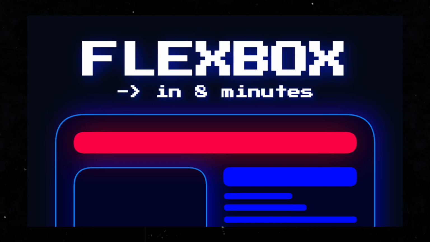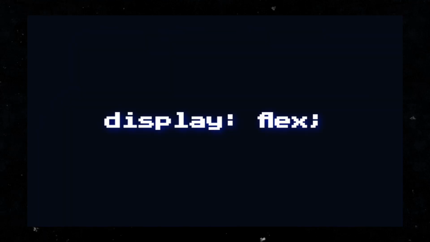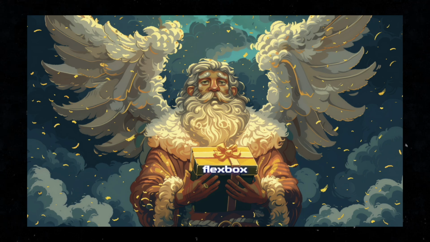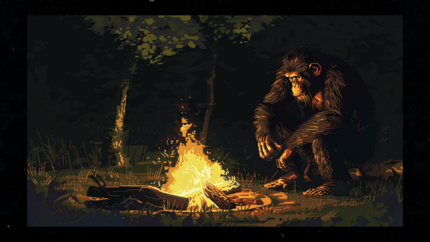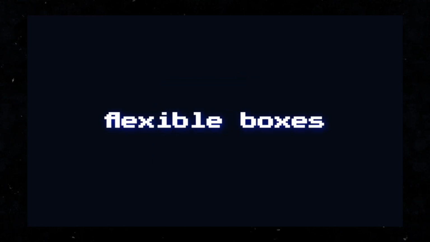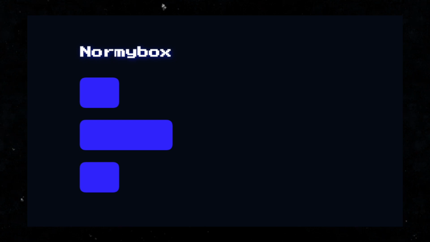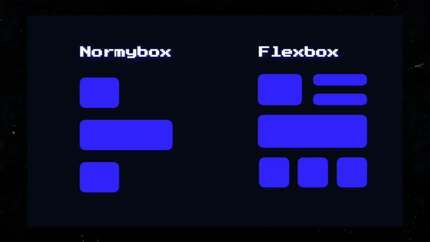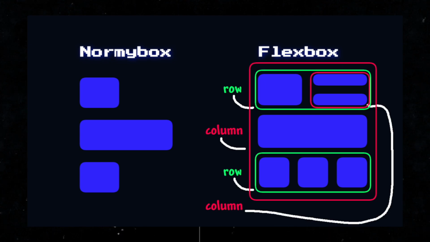Flexbox, also known as the CSS display flex property, is a gift from the heavens that helps us monkey-brained humans create amazing and responsive website layouts. The term Flexbox means flexible boxes, and it allows us to turn any HTML container tag into a box with flexible dimensions, where the contents of the box is oriented either as a column or a row.